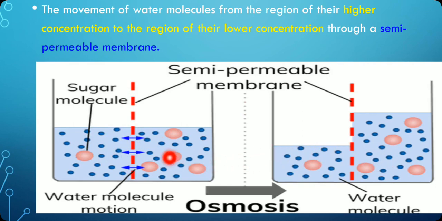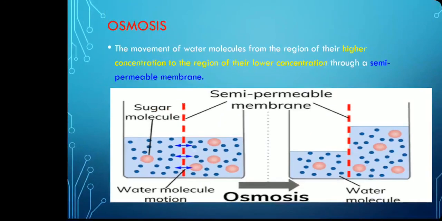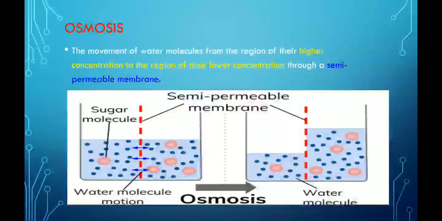Here you can see that after some time there is a change, and water molecules cross the semi-permeable membrane and get to the other side, where there is a lower concentration of water. This is how water molecules cross the semi-permeable membrane, and the process is called osmosis. Now you got this: the movement of water molecules from the region of their higher concentration to the region of their lower concentration.